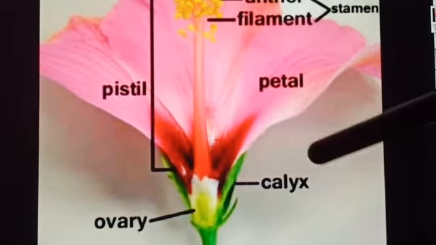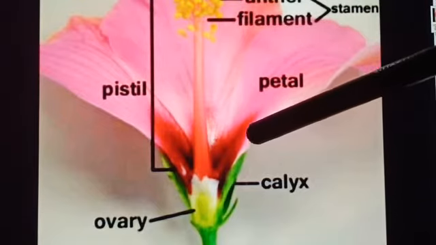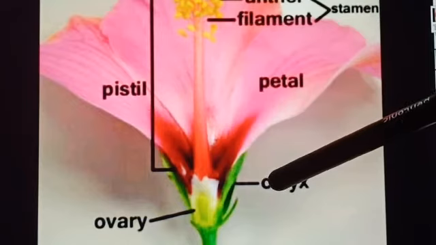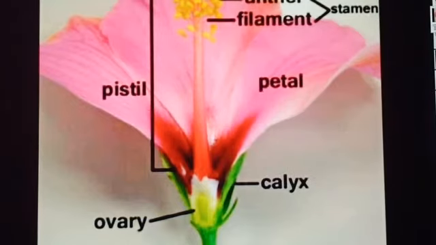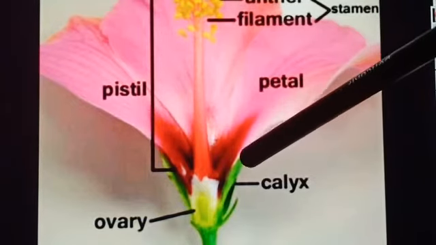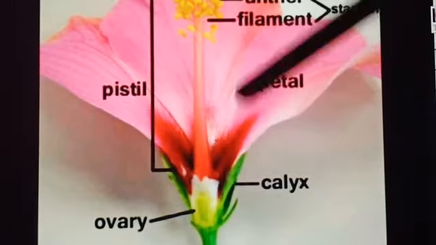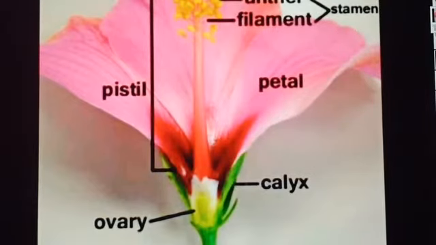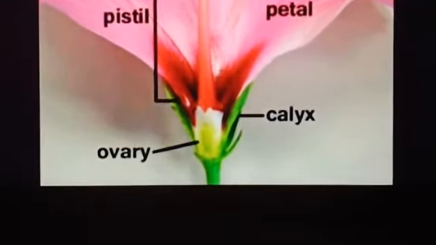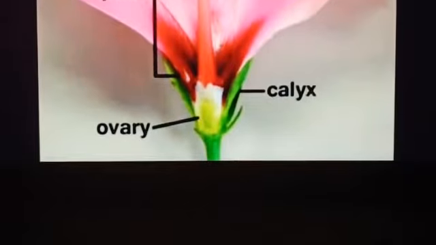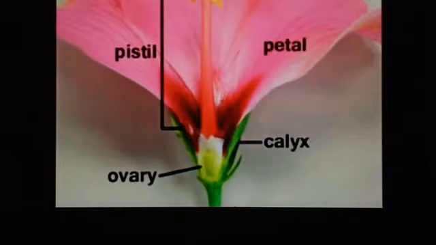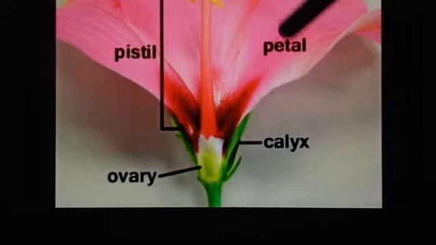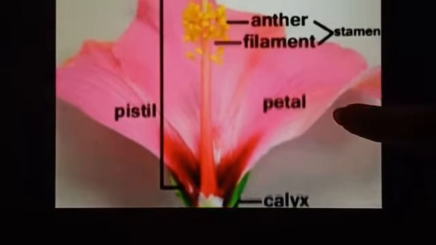So the first one, the outermost whorl of the flower, is known as calyx. And calyx consists of green leaf-like structures. You can see green leaf-like structures are there, and those are known as sepals. And the next one is the corolla, and corolla consists of several brightly colored petals. You can see many brightly colored petals here.